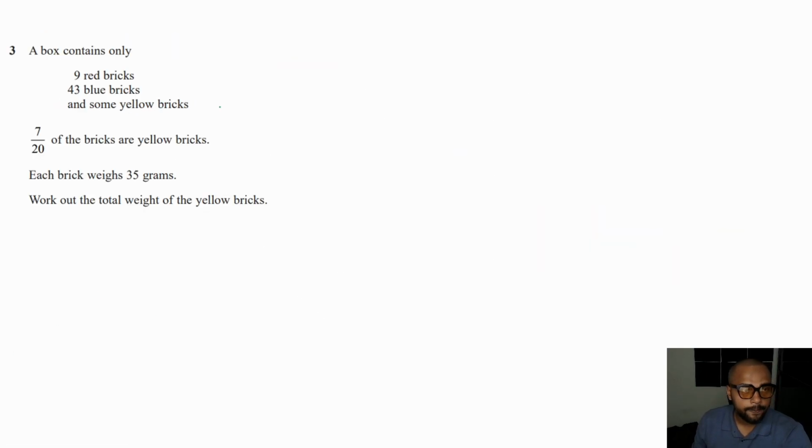Now let's move ahead. They have given the question that 9 red bricks are there, 43 blue bricks are there and some yellow bricks. Let's say that x number of yellow bricks are there. Now again in the question they have told that 7 by 20 of the bricks are yellow bricks.